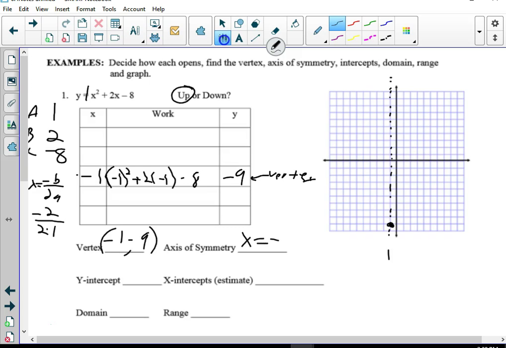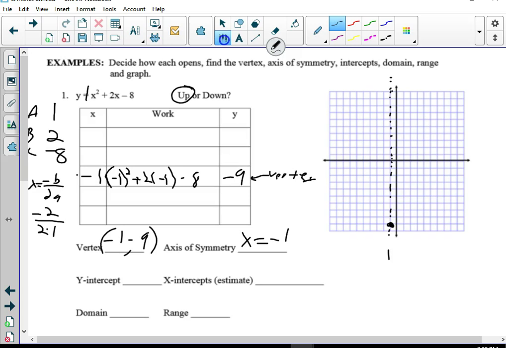Remember, vertical lines have an x equals formula. Because x is always negative 1. Look at it. Negative 1, 0, negative 1, 1, negative 1, 3, negative 1, 10, negative 1, negative 8, and so forth. X is always negative 1.